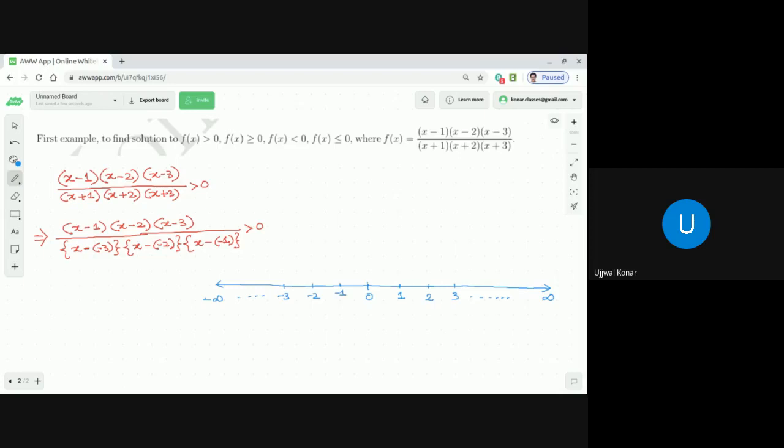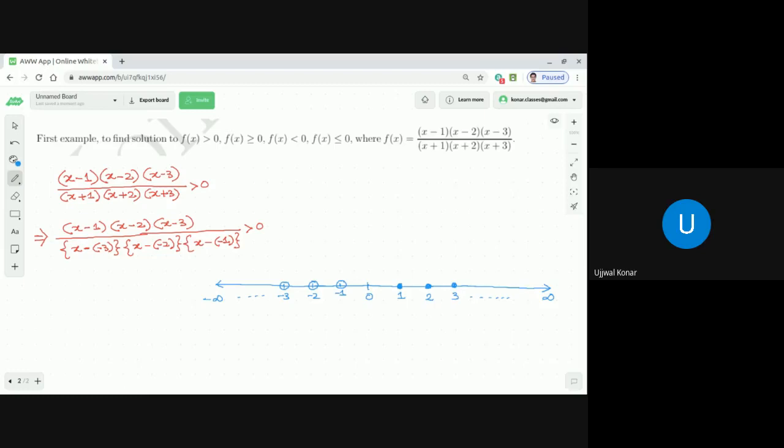Now the next step, dear students, is that the values for which the numerator is going to be 0, we need to mark as a filled circle or inked circle. What are the values for which the numerator polynomial is 0? It is 1, 2, and 3. So this 1, 2, and 3 we will mark as filled ones. And the values for which the denominator polynomial is 0 are minus 1, minus 2, and minus 3. So this minus 1, minus 2, minus 3 should be unfilled circles, just like that. That means it is just a circle, not filled up.